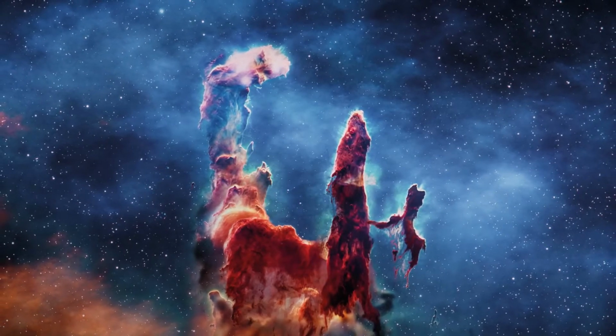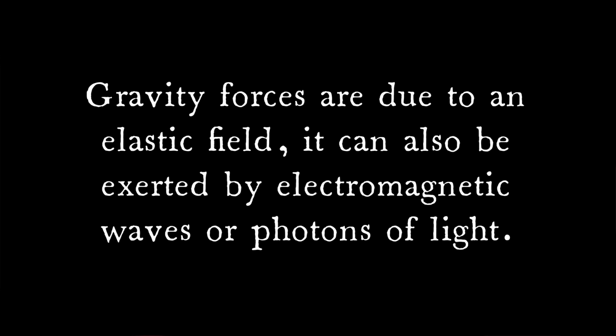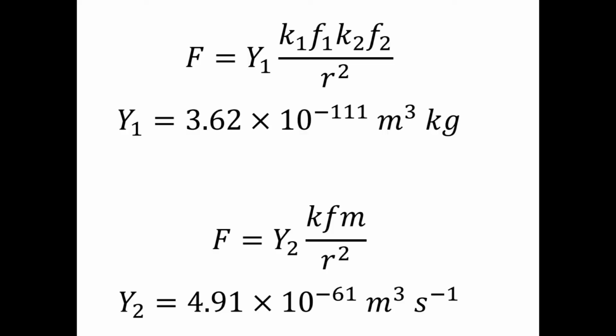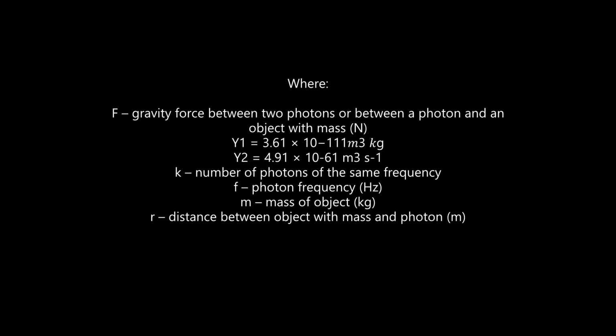The new field theory postulates that if gravity forces are due to an elastic field, it would also be exerted by electromagnetic waves, or photons of light. According to this new theory, this is where the extra gravity force on those so-called dark matter observations comes from. The equations for the new force are as follows. This equation shows the gravity force between photon and photon. This equation shows the gravity force between photon and an object with mass.